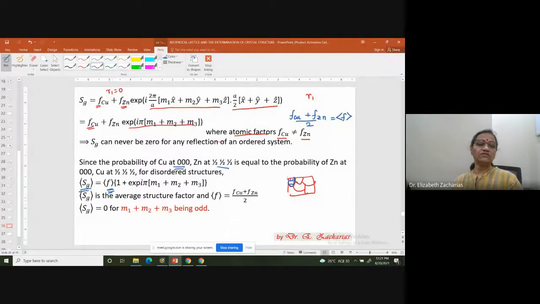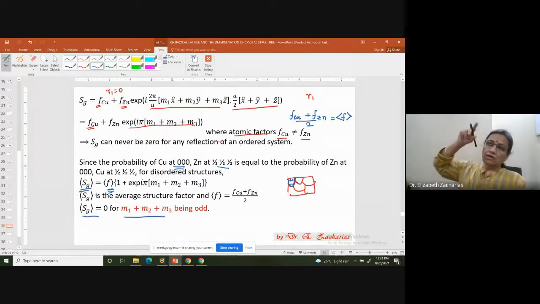Now, of course, you can see when this is going to be a maxima and when this is going to be a minima. You will be able to see that the structure factor will be 0 when M1 plus M2 plus M3 is odd. If it is odd, you will get minus 1 to the power of odd, which is minus, so plus 1 minus 1 will be 0. So again, for these kinds of materials also, you will not see the peaks corresponding to M1 plus M2 plus M3 being odd.